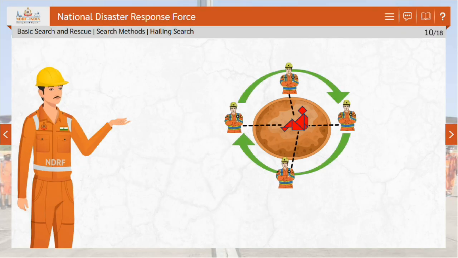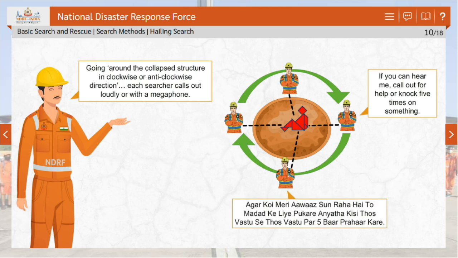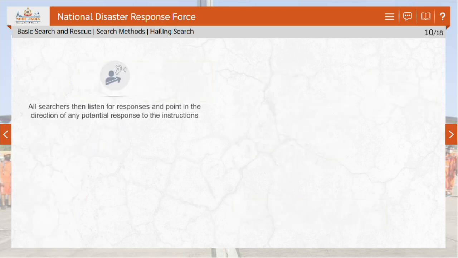Now, let's learn how hailing search is performed. In this search, searchers go around the collapsed structure in clockwise or anti-clockwise direction looking for victims. They call out loudly or using a megaphone. All searchers then listen for responses. They point in the direction of any potential response to the instructions.